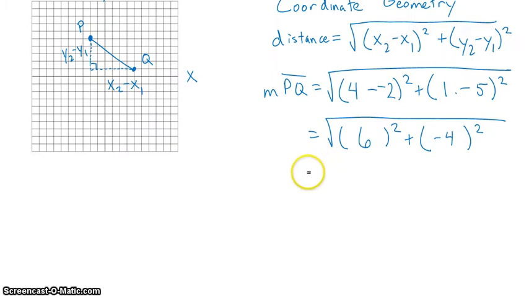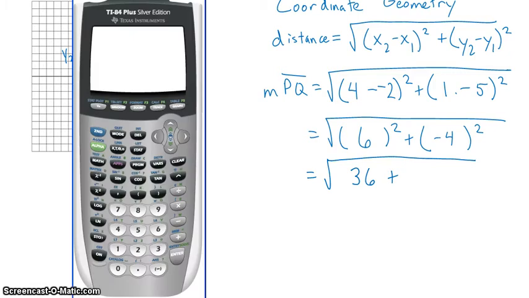The next step in the order of operations, exponents and radicals. I'm going to take care of these two powers. 6 squared is 36. (-4) squared. Be careful. If you use your calculator to do -4 squared, your calculator is going to tell you the right answer to the wrong problem.